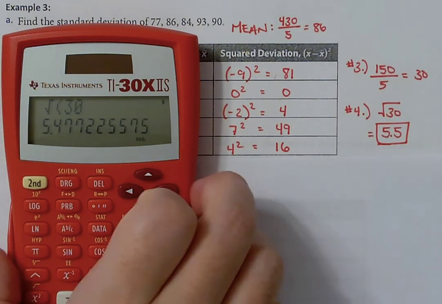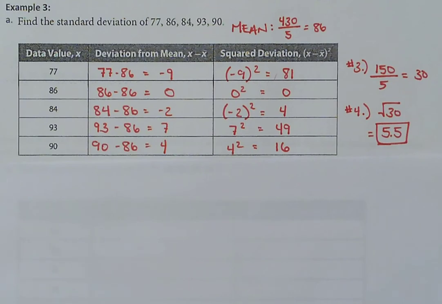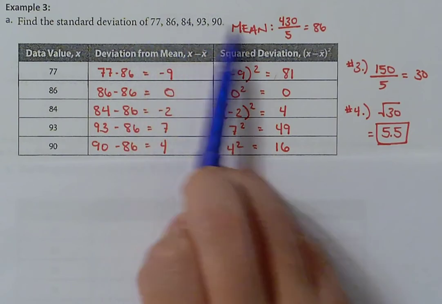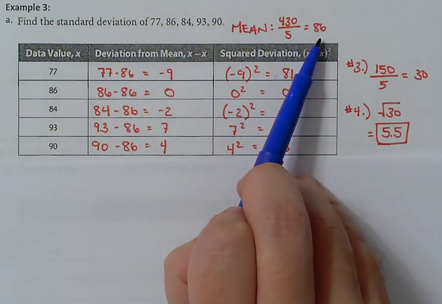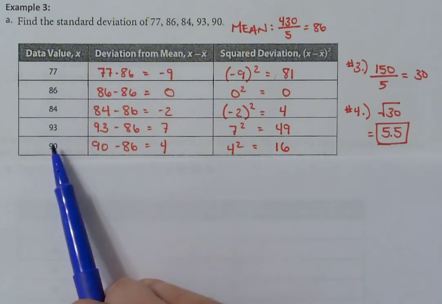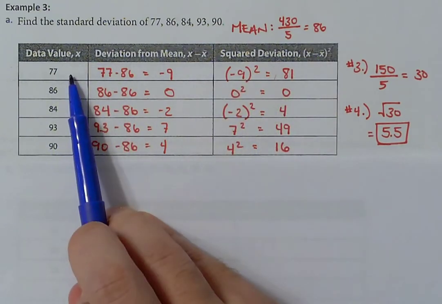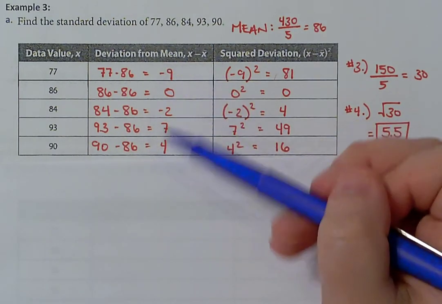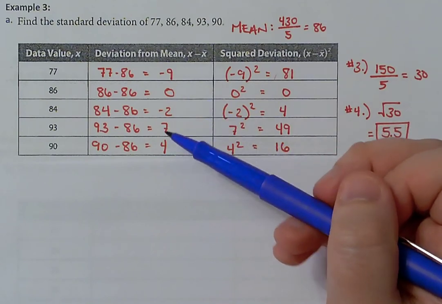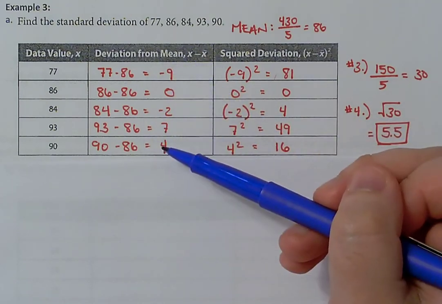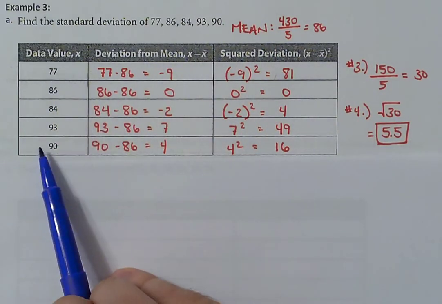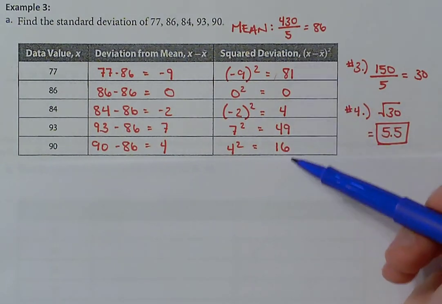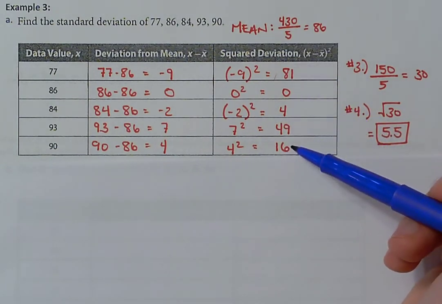So to recap what we did to find standard deviation. First, you want to find the mean of your data set. So you're going to add all these numbers up, divide by how many there are, and you get your mean. Then you're going to go through and take all of the data values, and you're going to subtract it by your mean, so 77 minus 86, and so on. So then you get a result of negative 9, 0, negative 2, 7, and 4. You're going to take these results after you have subtracted the mean from all these numbers, and you're going to square them. So you're going to put them to the power of 2, and then you get a result like 81, 0, 4, 49, 16.